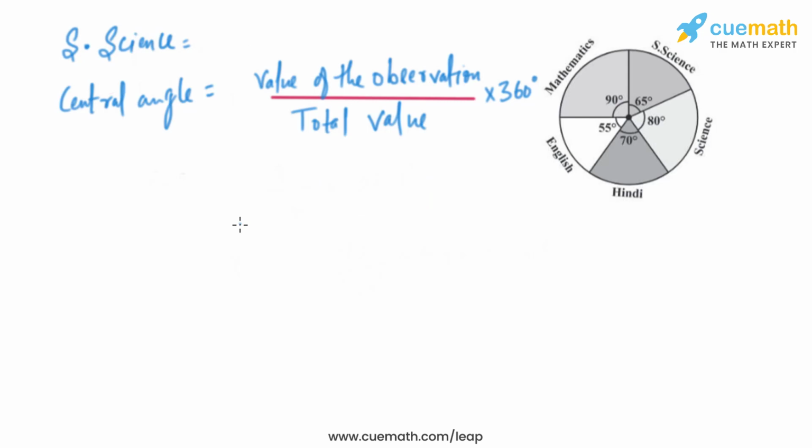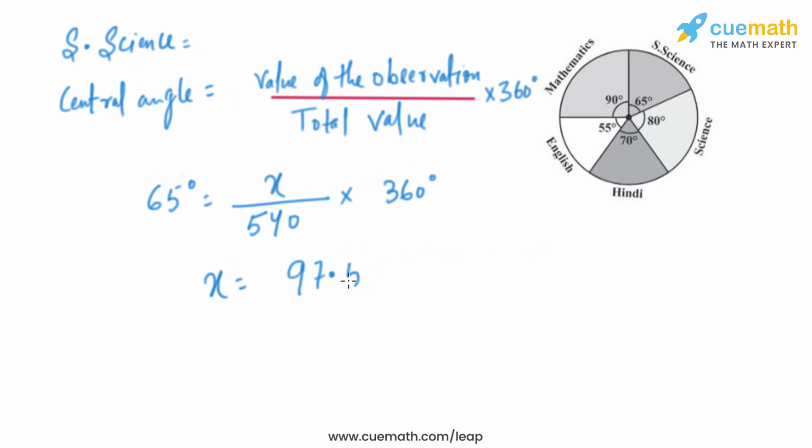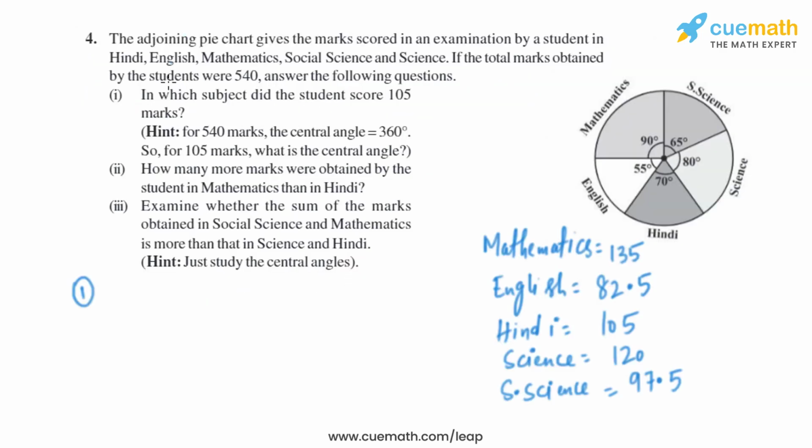Now let's move on to social science. The central angle is 65 degrees, so it will be 65 degree, that equals to x, marks obtained in social science divided by the total marks, which is 540 multiplied by 360 degree. So from here we will get the marks obtained in social science, that is 97.5. So we have got the marks of all the subjects.